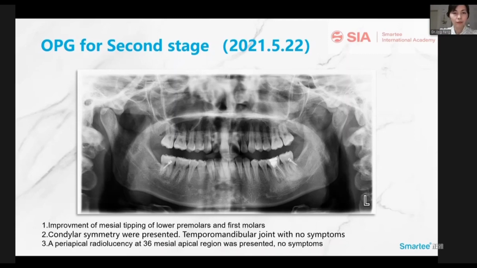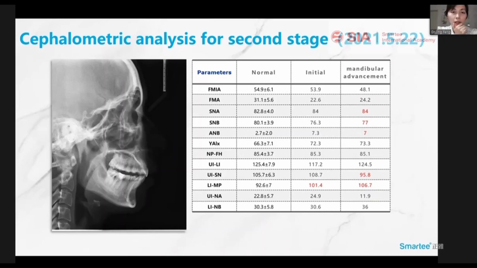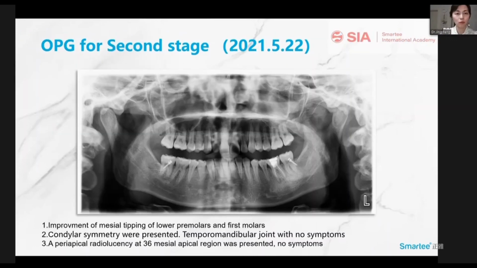And the cephalometric analysis for the second stage. This time, the lower incisors inclination was controlled acceptably. And A and B, sorry, its reading is not mandibular advancement. Okay, that's it.